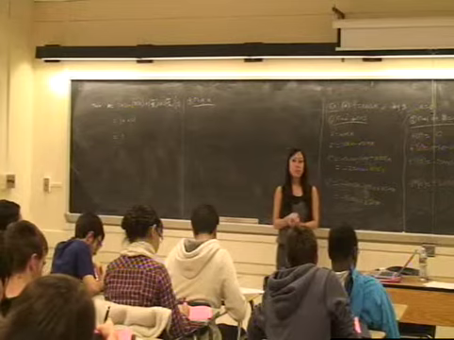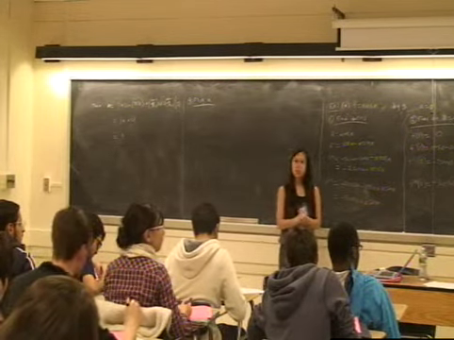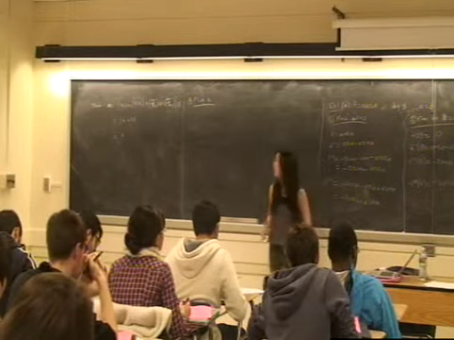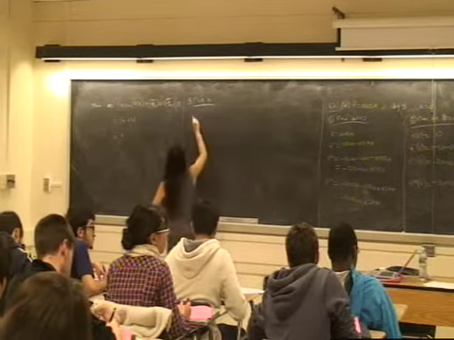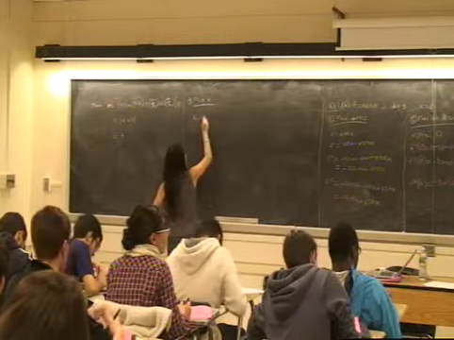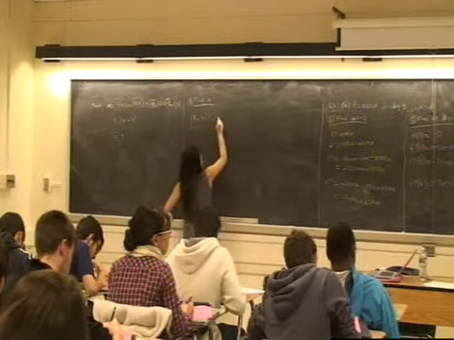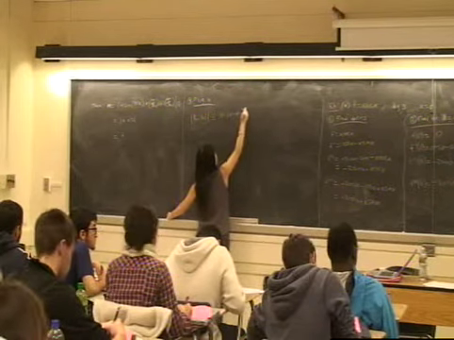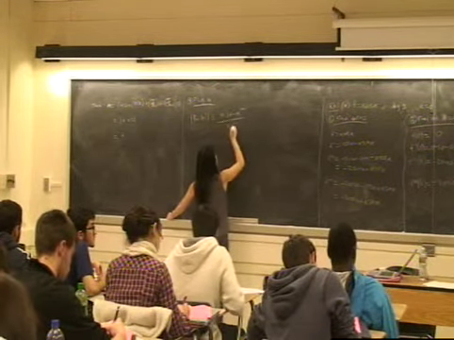Questions so far? So now we use Taylor's inequality. So the absolute value of r sub n of x is less than or equal to m times the absolute value of x minus a to the n plus 1 over n plus 1 factorial.